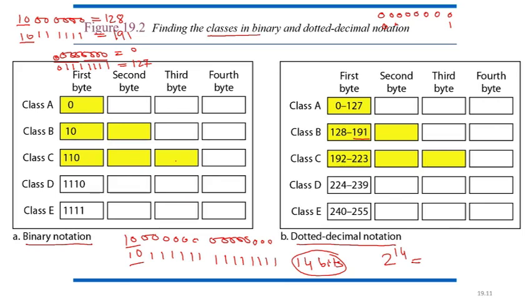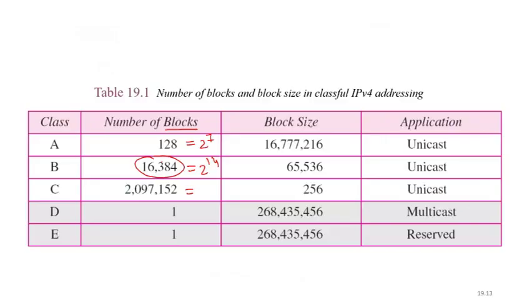So this is how it is: 8 bits, 16 bits, and here 5 bits. 16 plus 5 is 21. So 21 bits are changing. It will be changing, starting with 21 zeros and then 21 ones. So if we take 2 to the power 21, it will come out to be this value. That means this many blocks will be there.